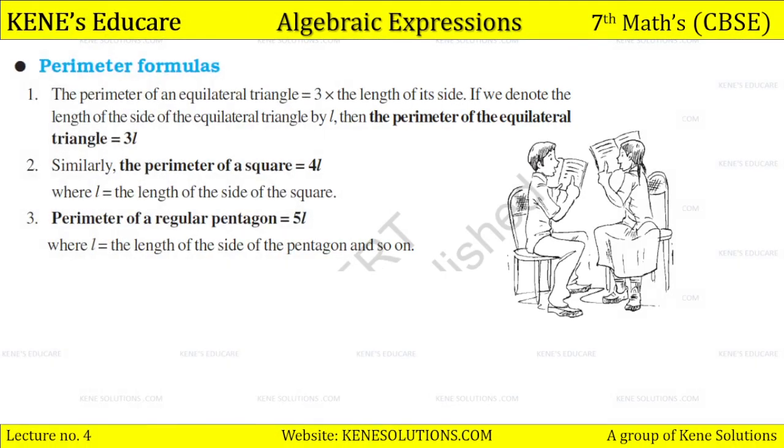देखिए यहाँ पर perimeter formulas. The perimeter of an equilateral triangle क्या होगा? 3 multiply by length of its side. If we denote the length of the side of an equilateral triangle by l, then the perimeter of the equilateral triangle is equal to 3l. Now similarly the perimeter of a square क्या होगा? 4l होगा. l क्या है हमारा? length of the side है, where l is the length of the side of the square. Perimeter of the regular pentagon क्या होगा? 5 multiply by l, where l is the length of the side of the pentagon and so on.